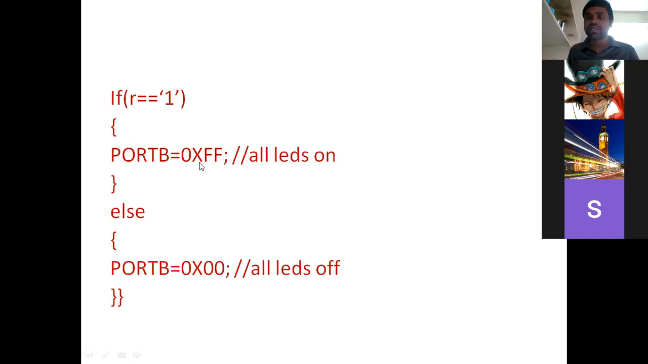In the Arduino case, digitalWrite 13, comma, I is enough. But here there is a PORTX register available to write the data. PORTB equals 0xFF means all LEDs on. Else PORTB equals 0x00 means all LEDs should be off. This is the program to control the devices from the serial monitor using AVR programming.